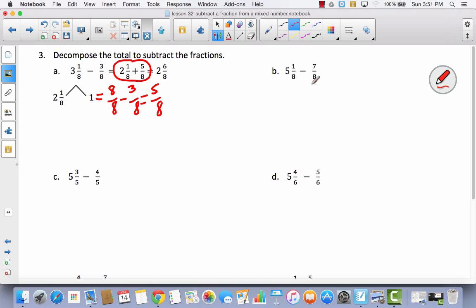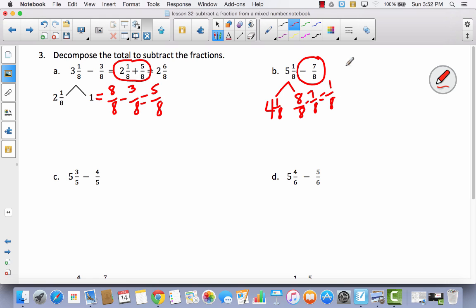All right, so we can't take 7/8 away from 1/8. So let's decompose this into 4 1/8. So do you see what I did here? I took out a whole. But instead of putting a 1 like they did here, I'm going to make this 8/8. Now I'm going to subtract 7/8 from this 8/8, and that's going to leave 1/8.